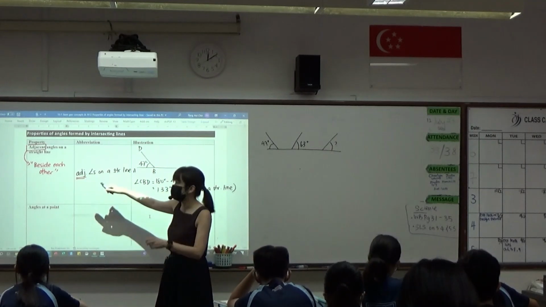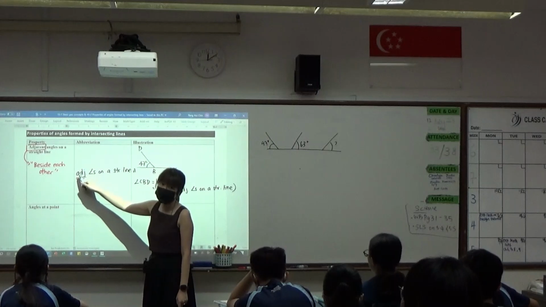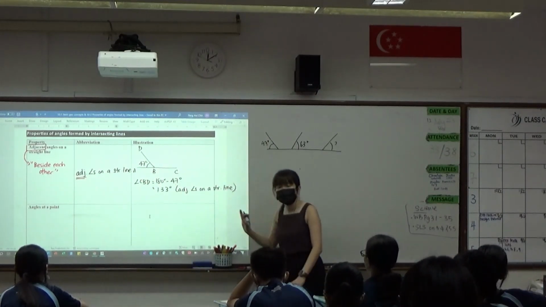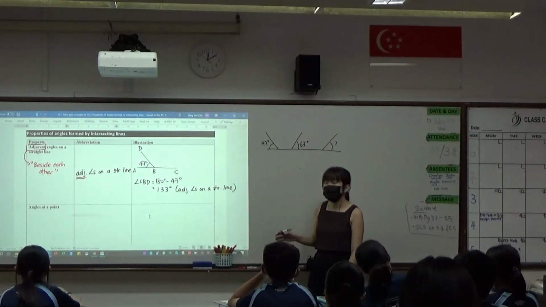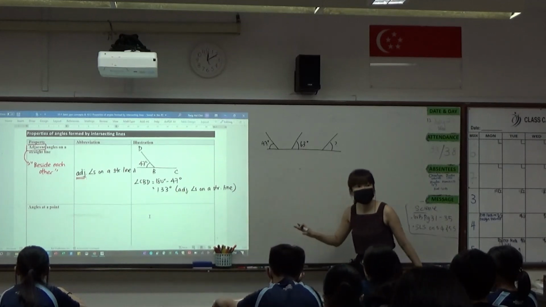Very often students, they are very lazy, I guess. They always drop the word adjacent. If they don't have the word adjacent, then the property is not correctly applied. So you must have the word adjacent when you actually write down the reason.